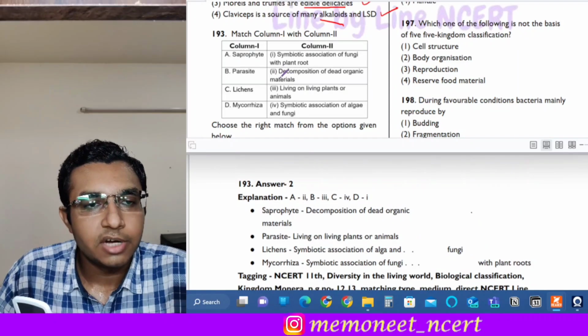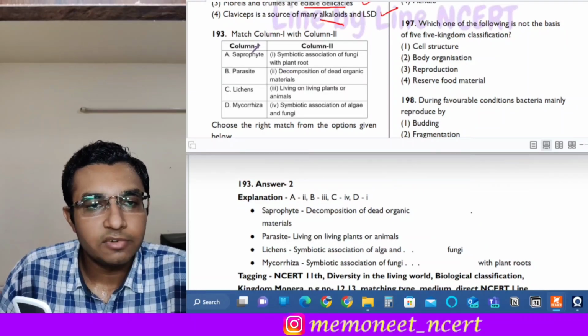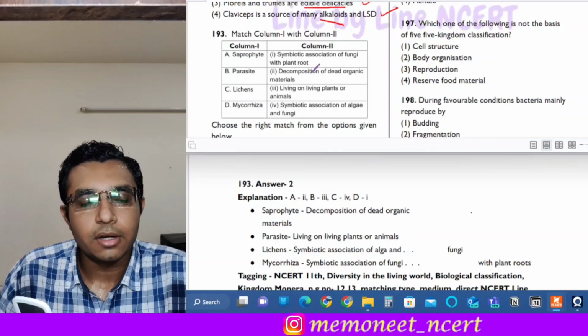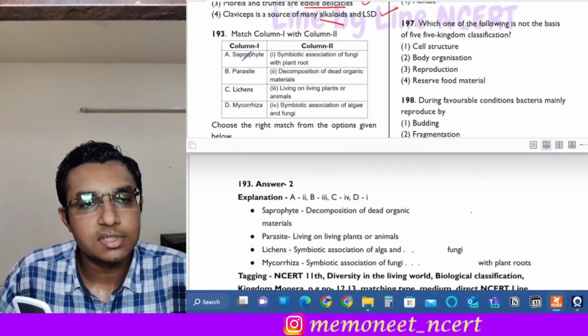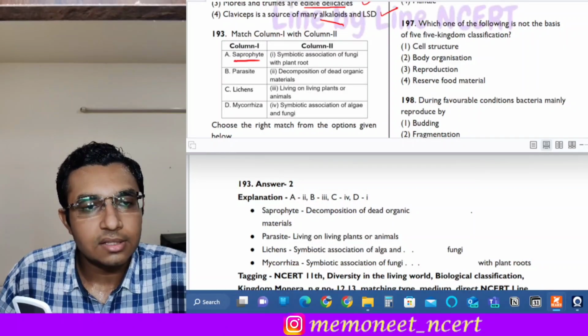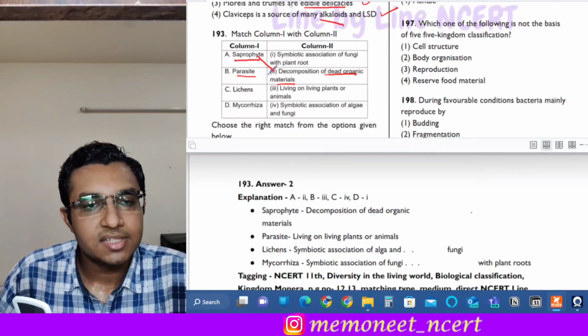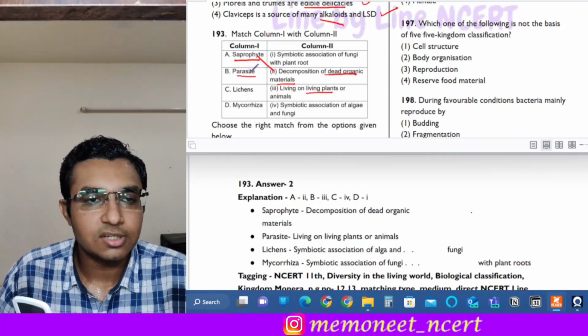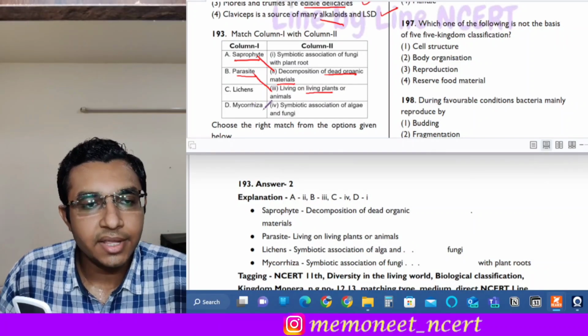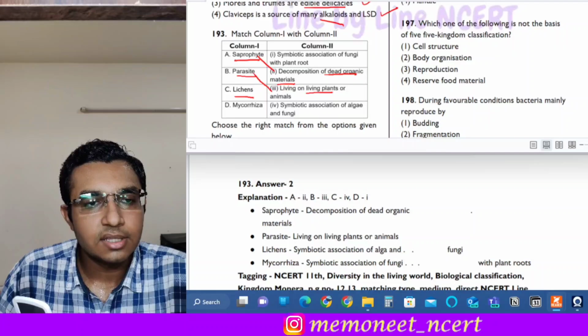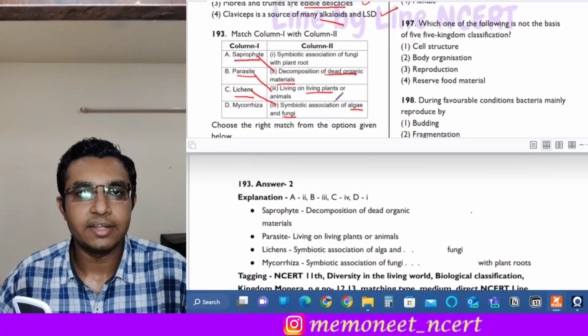We have to match column 1 with column 2. In column 1 there are different organisms given, and in column 2 the description of them is given. Starting with saprophyte. Saprophytes are the organisms which depend on dead organic materials. They decompose the dead organic materials and obtain nutrition. So A goes with 2. B is parasite. Parasites live on living plants or animals, so they are dependent for nutrition on living plants or animals. So B goes with 3. Then third is lichens. Lichens is nothing but the symbiotic association between fungi and algae.